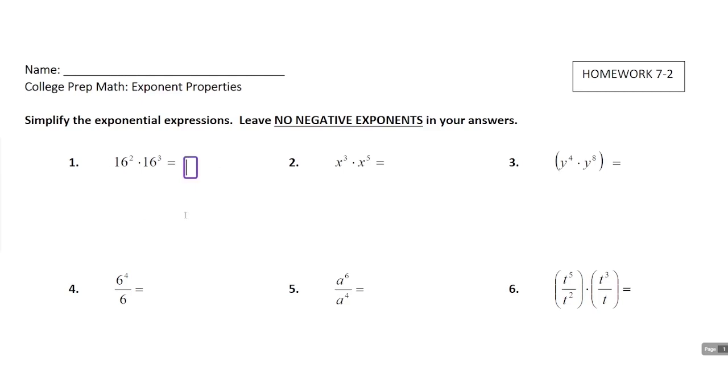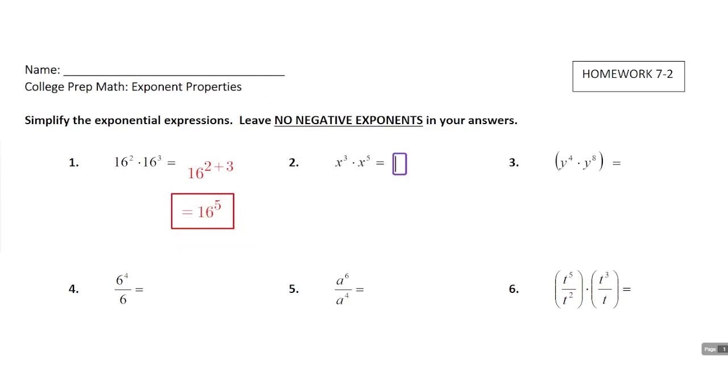Whenever you're multiplying two powers that have the same base, you simply add the exponents, so 2 plus 3, which would be 5. You could use a calculator to evaluate this, but I'm just going to leave it as 16 to the 5th power. Again, if you want to know exactly what it equals, you could throw it in the calculator, but right now I just want to focus on the properties themselves.